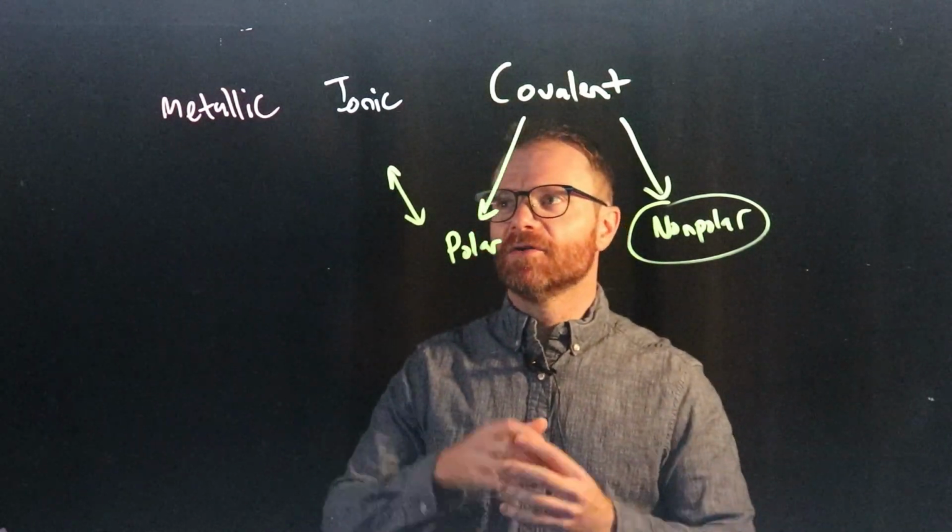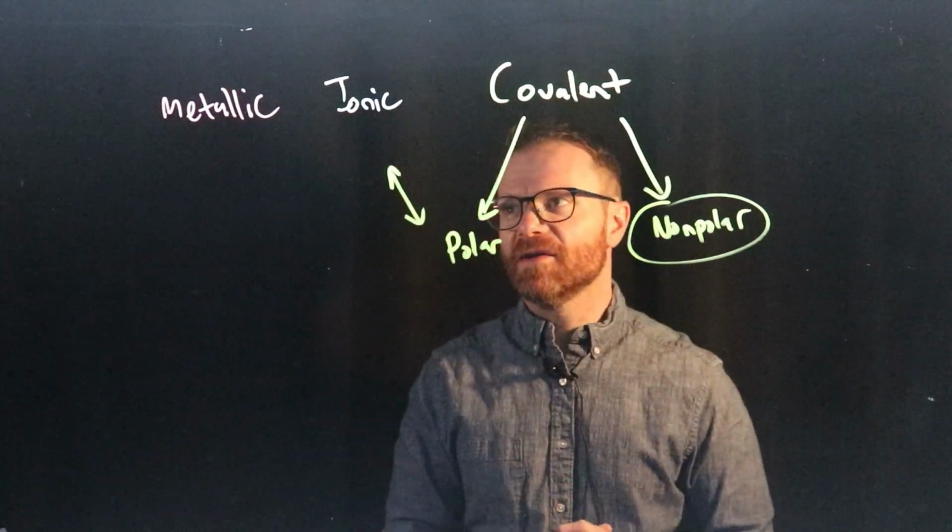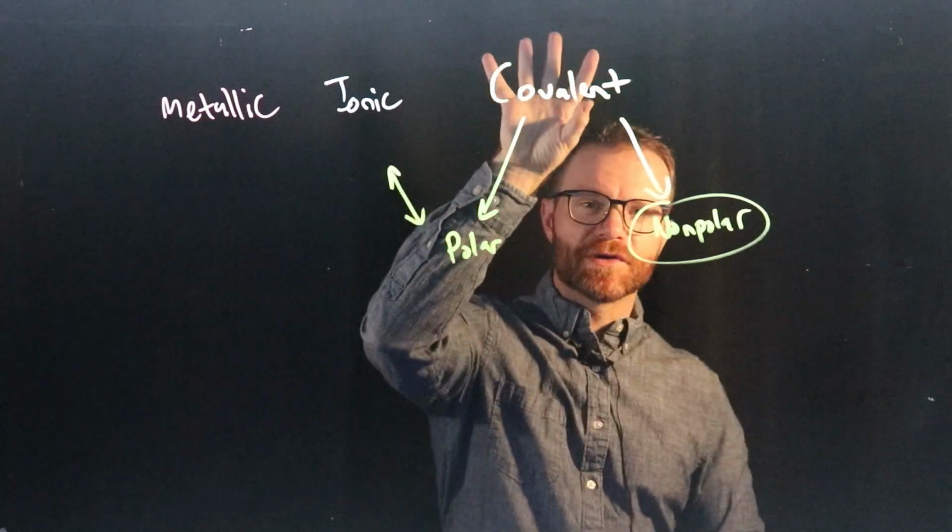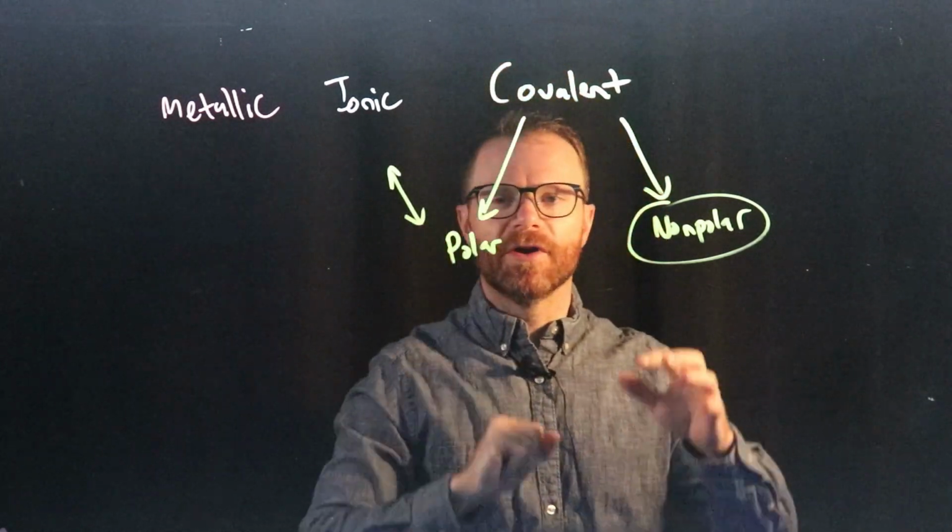Okay, hopefully that's enough to know to get you started on these main types of compounds: metallic, ionic, and covalent, and then of course covalent can further be broken into polar and non-polar.